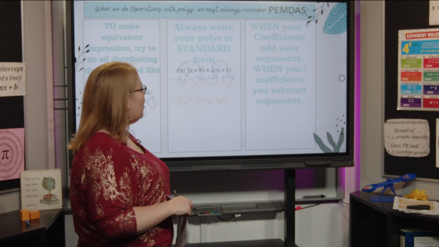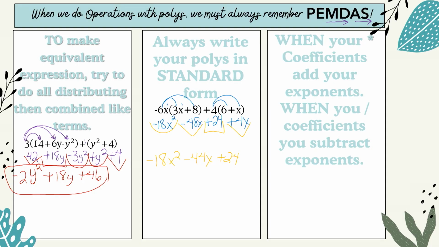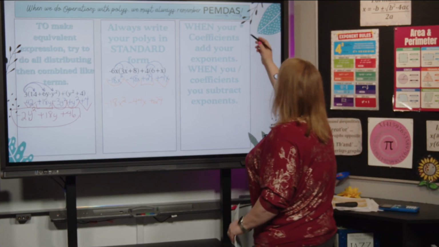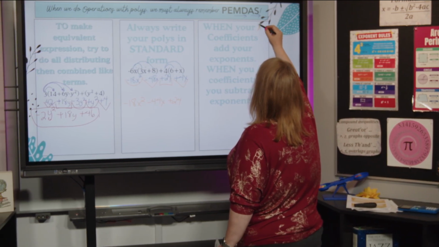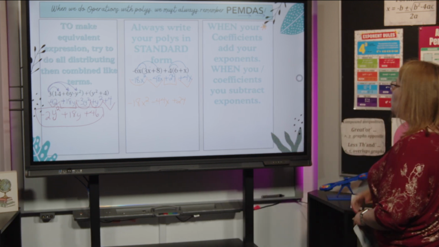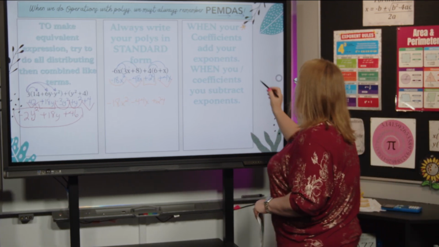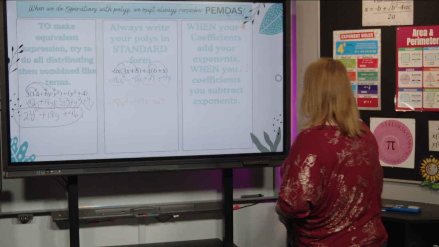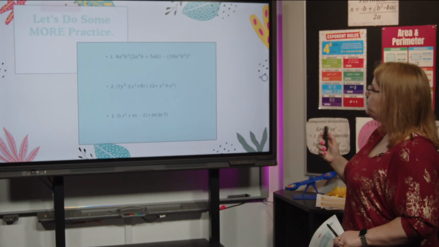So it says when you are multiplying your coefficients, you add your exponents. When you divide your coefficients, you're going to subtract your exponents. So we want to make sure that we have these. Make sure that you have this in your notes page. When you are multiplying those coefficients, what you're doing to your exponents. When you're dividing those coefficients, what you're doing to those exponents.